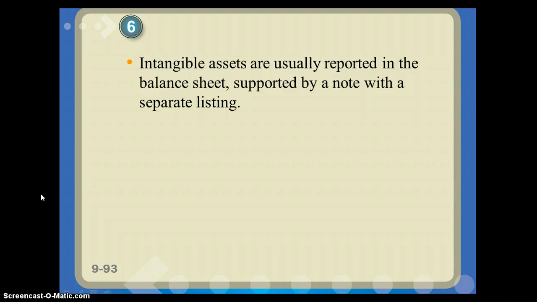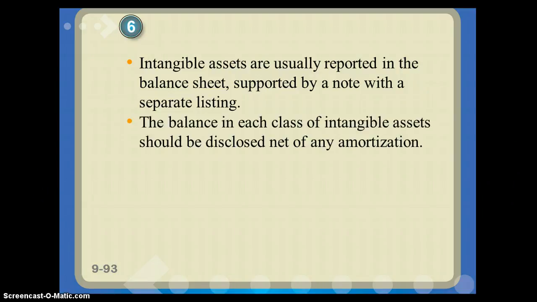Intangible assets are usually reported in the balance sheet, and then they'll have a note with a separate listing with details about intangible assets. The balance in each class of intangible assets should be closed net of any amortization. Basically, that means what was it worth originally minus the amortization. That's the value that shows up on the sheet.